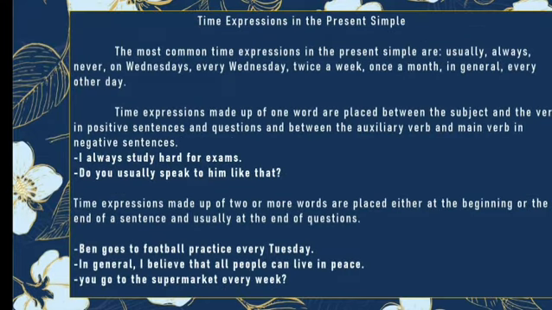Okay, next, the time expressions in the present simple. The most common time expressions in the present simple are usually, always, never, on Wednesday, every Wednesday, twice a week, once a month, in general, every other day. Time expressions made up of one word are placed between the subject and the verb in positive sentences and questions, and between the auxiliary verb and main verb in negative sentences. Example: I always study hard for exams. And then, do you usually speak to him like that?